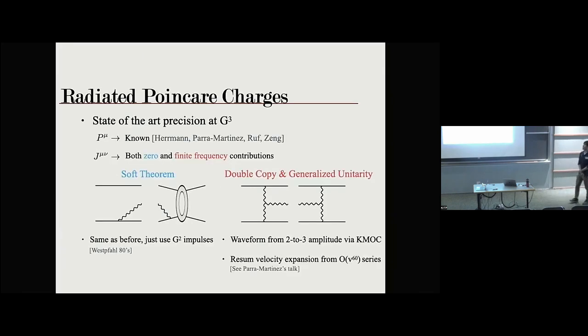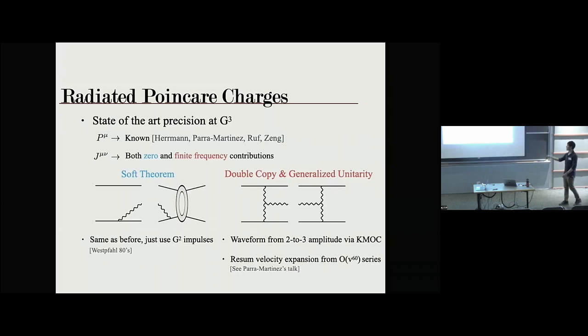The linear momentum has been calculated by these authors; Julio and Michael Ruf are in the audience. For the angular momentum, there are two contributions. The zero energy contribution has the following diagram. It has a free particle part interfering with this one-loop waveform, which is not known so far. However, as we show from the soft theorem, this part is actually the easiest one to calculate, because it is the same calculation; you just need to change the impulse to G squared, which is known since the 80s. For the finite frequency part, we can bootstrap the waveform by double copy, generalized unitarity, and using KMOC to get the waveform.